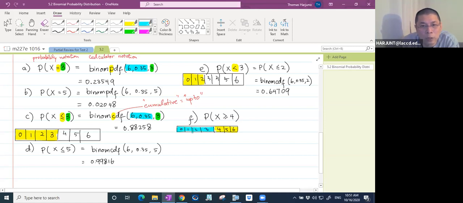So what we plan to do is compute the complement and subtract that from 1. In other words, this is equal to 1 minus the probability of the complementary event, 1 minus the probability that x is at most 3. How do you get that at most 3, Thomas? From that diagram.